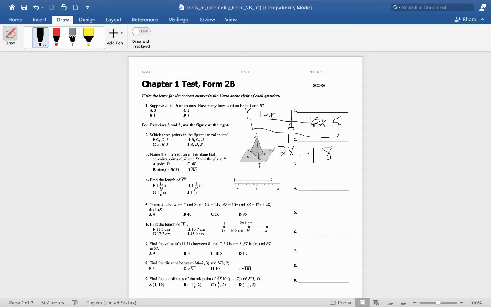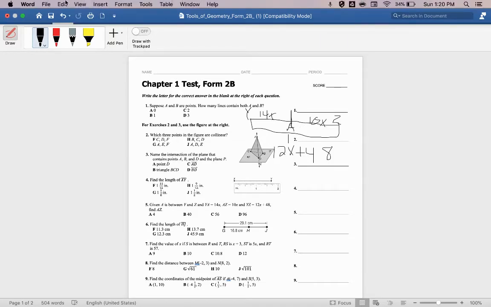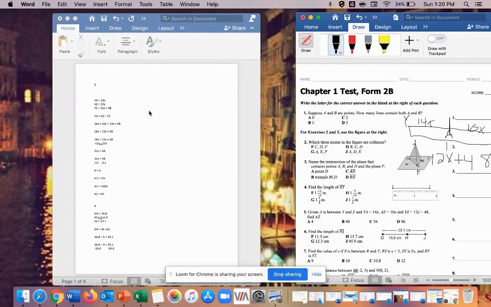So from Yemen to Alaska is 14x, and from Alaska to Zimbabwe is 10x. The whole trip was 12x plus 48. How far is it from Alaska to Zimbabwe? We know it's 10x, but what does x equal? We've got to figure that out to figure out what Alaska to Zimbabwe is. Luckily for you guys, Mr. Selby already did kind of this.